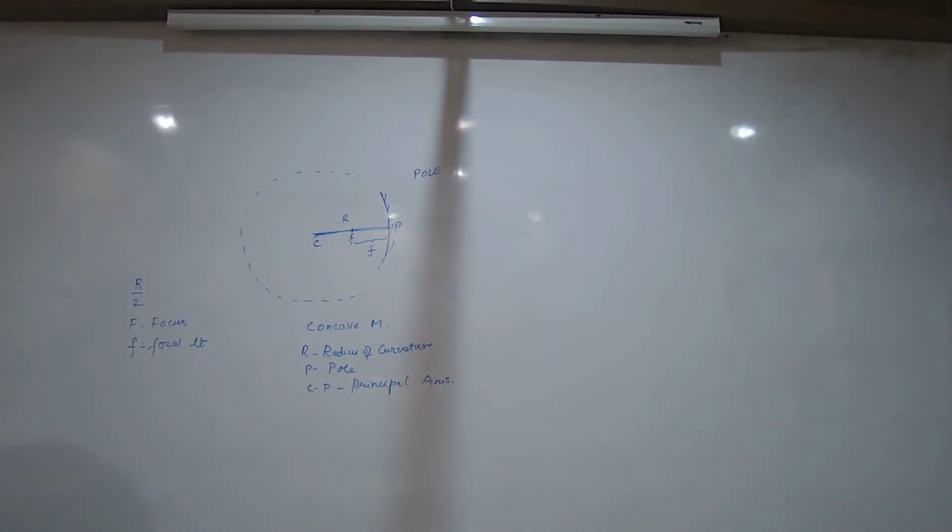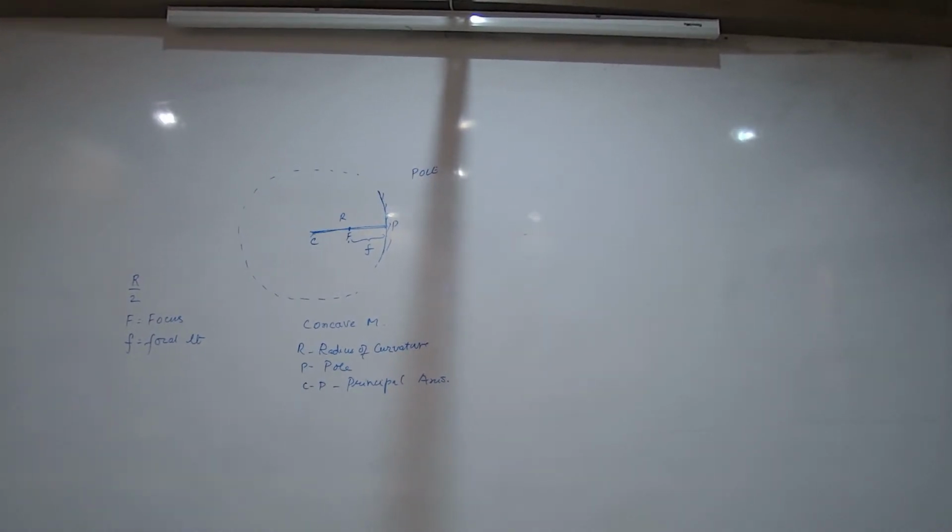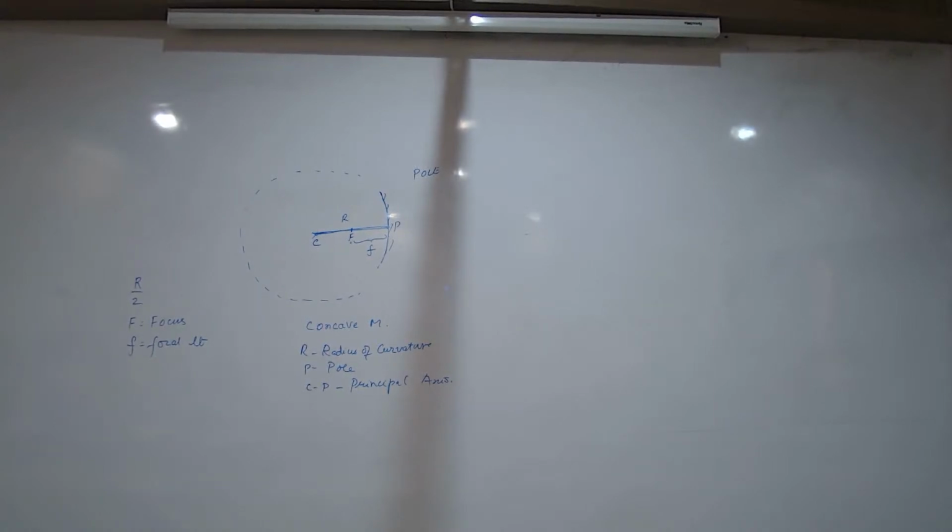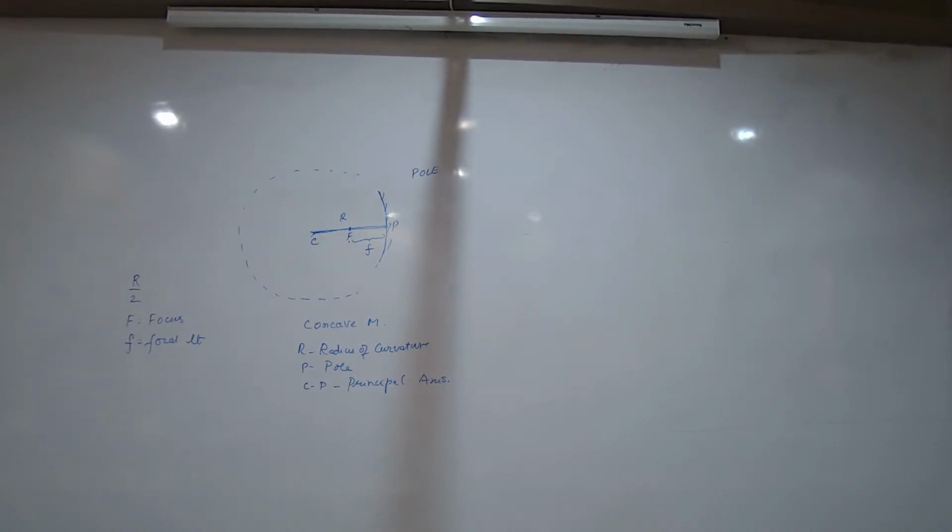Continue. The radius of the sphere of which the reflecting surface of the spherical mirror forms a part is called the radius of curvature of the mirror. Underline. It is represented by the letter R. You may note that the distance BC is equal to the radius of curvature.